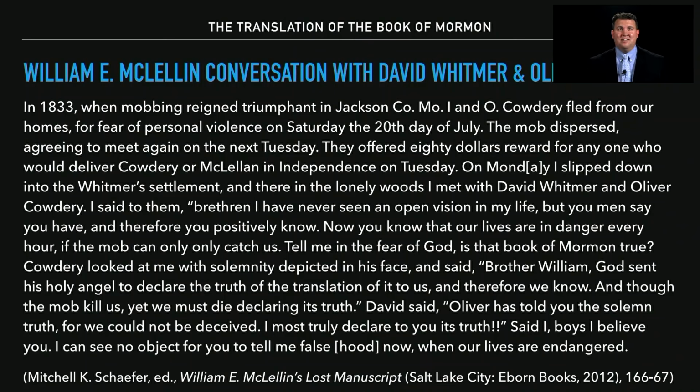He said, in 1833, when a mobbing reigned triumphant in Jackson County, Missouri, when the Saints were under attack, "I and Oliver Cowdery fled from our homes for fear of personal violence on Saturday, the 20th of July. The mob dispersed, agreeing to meet again the next Tuesday. They offered $80 reward for anyone who delivered Cowdery or McLellin in Independence on Tuesday. On Monday, I slipped down into the Whitmer settlement." He goes to the place where the Whitmers are living. "And there in the lonely woods, I met David Whitmer and Oliver Cowdery.